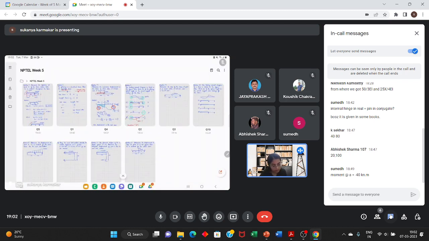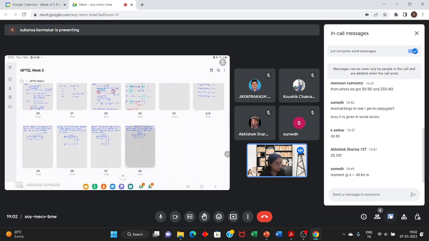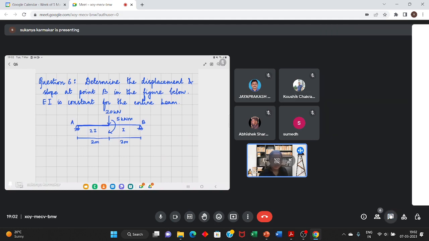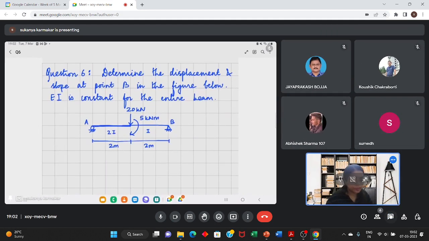So this question is done. So moving on to the next question. The question reads that you have to calculate the displacement and slope at point B in this figure.